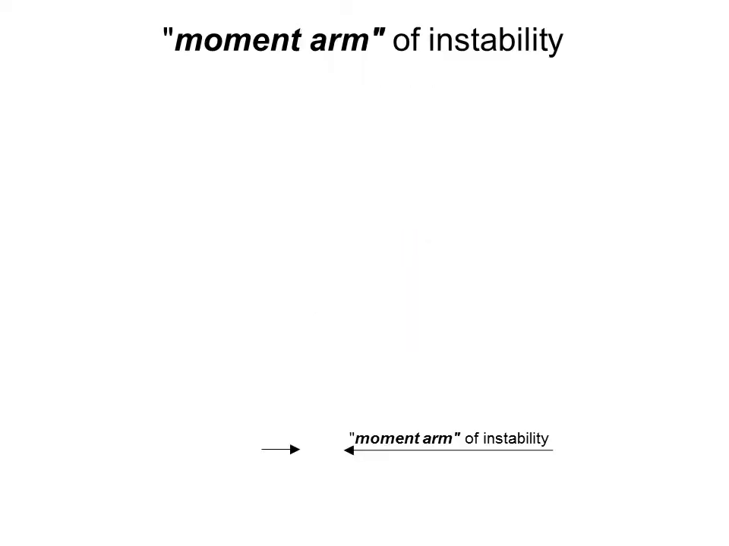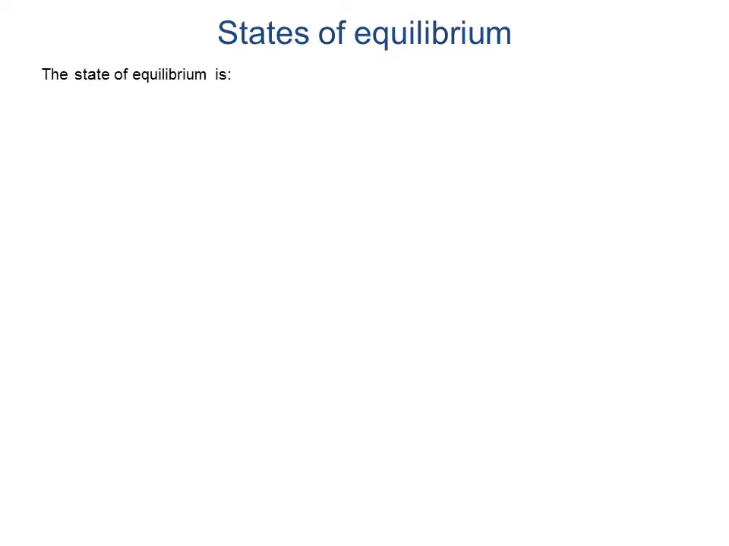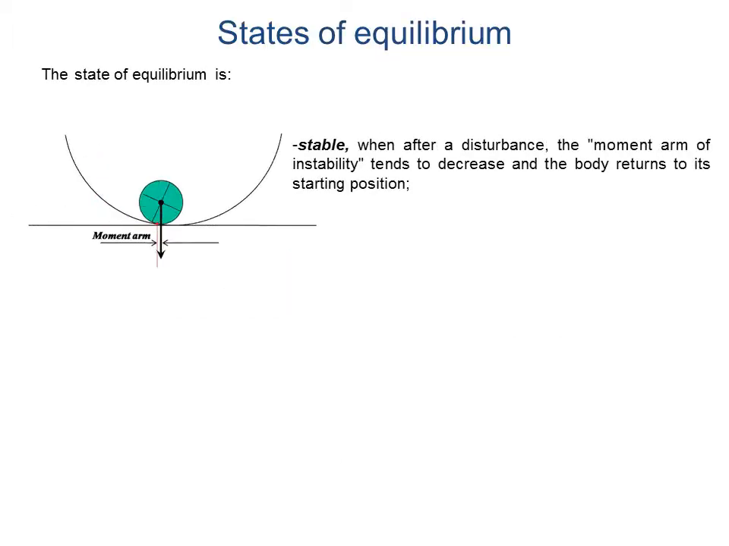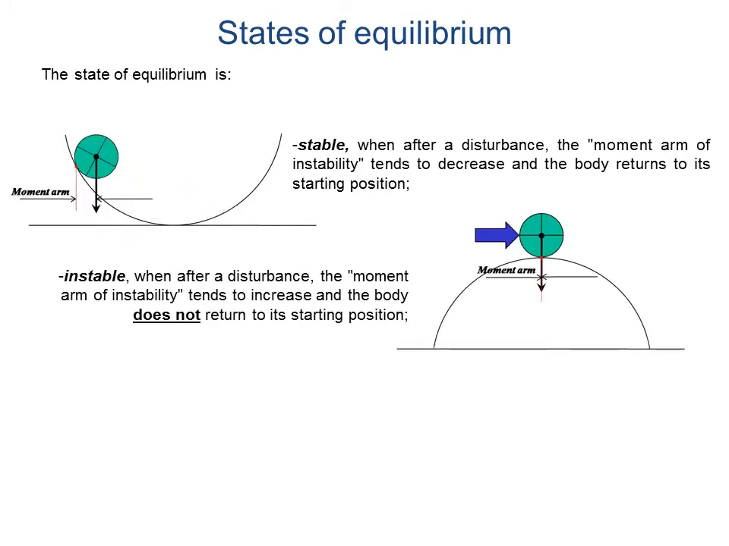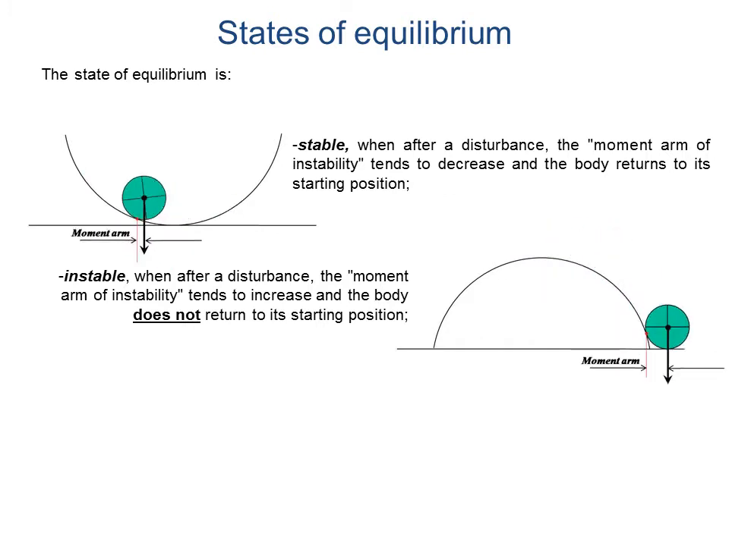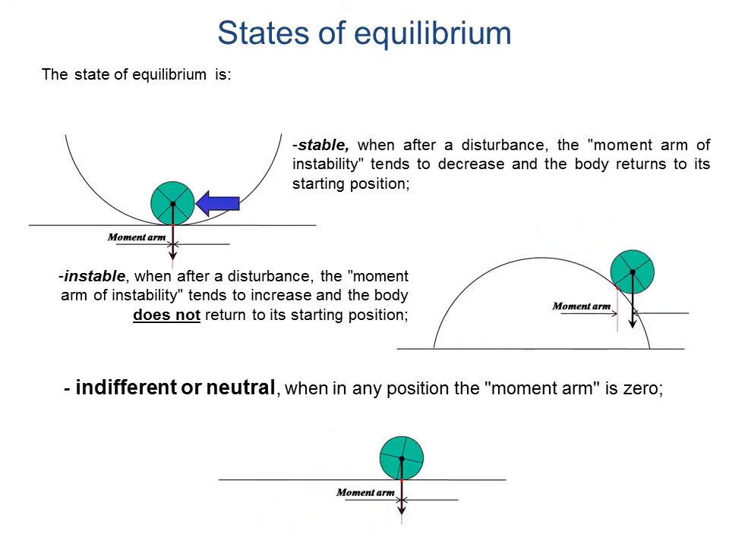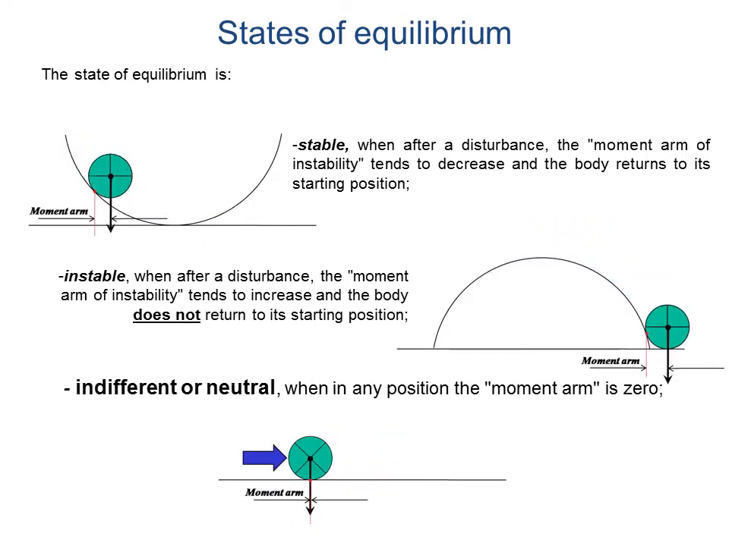The moment arm of instability is determined when the point of projection of the center of gravity does not coincide with the contact point on the ground. The state of equilibrium is stable, when after a disturbance, the moment arm of instability tends to decrease and the body returns to its starting position. Unstable, when after a disturbance, the moment arm of instability tends to increase and the body does not return to its starting position. Indifferent or neutral, when in any position, the moment arm is zero.